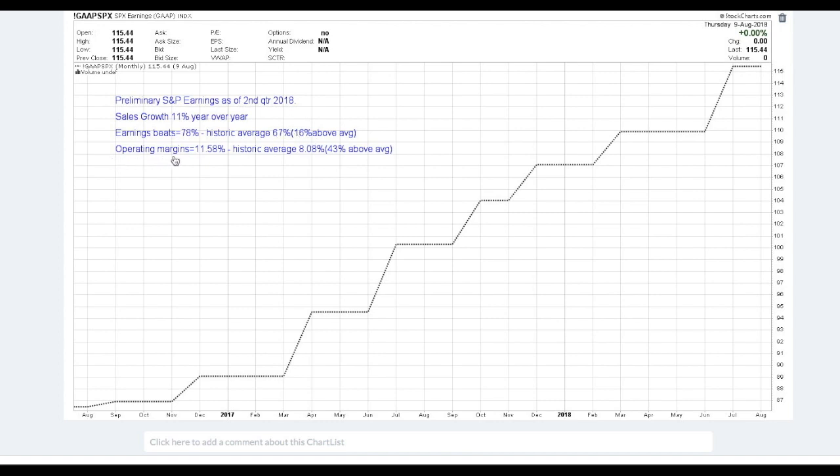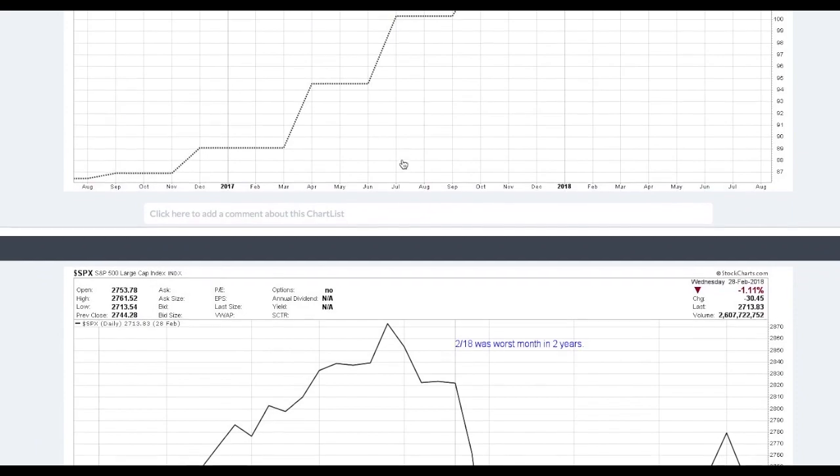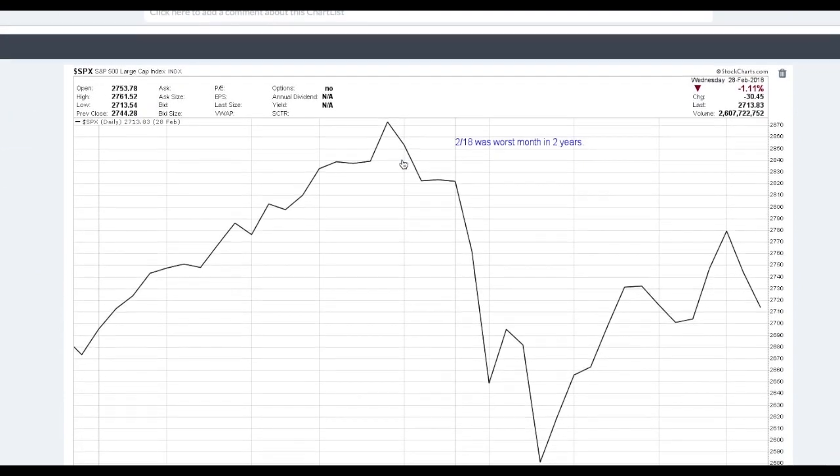However, I think this is the most important number. Operating margin, profit margin, 11.58%. The historic average is 8.08%. So operating margins are coming in this quarter, or second quarter, 43% above average. That is a big number. Anyway, interesting to know. Now, I want to talk about corrections.